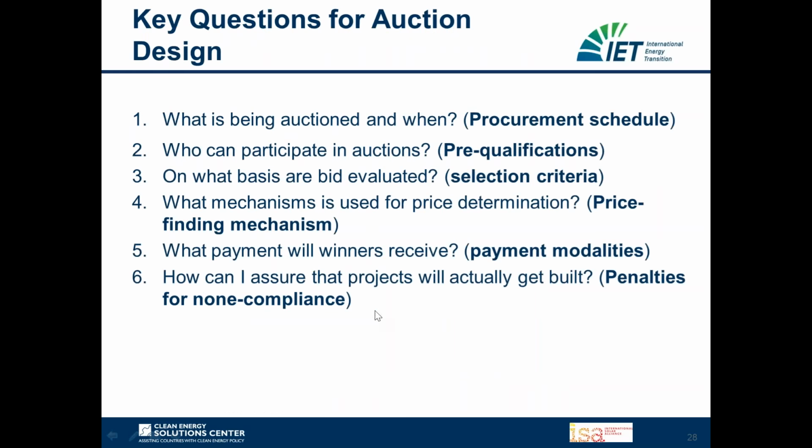When you look to the more in-depth design of auctions, you can find a large variety of design features, which we will also discuss in two in-depth sessions on auction design. So first of all, you have to define the procurement schedule. So what will be auctioned and when will it be auctioned? Will you have like 2 auctions every year or 4 auctions every year, and so on?